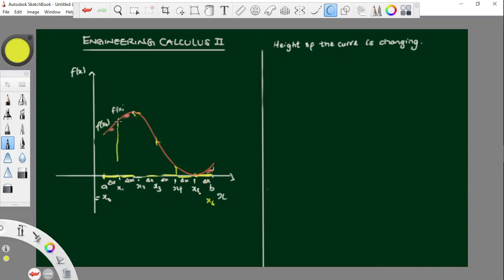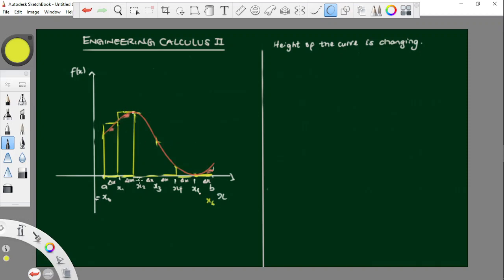So this is what we're going to have. It's going to be something like this. Let me erase this. So it's going to be the height at x1. Between x1 and x2, the height we're going to take is going to be the height at x2. So this is what we're going to have.